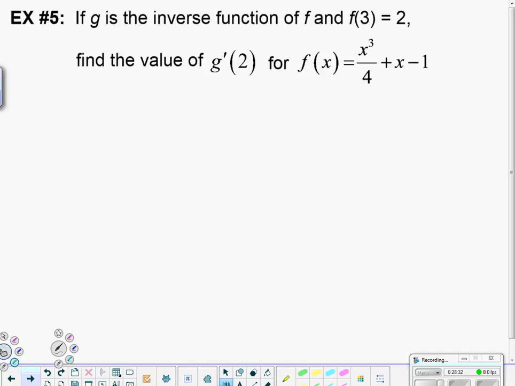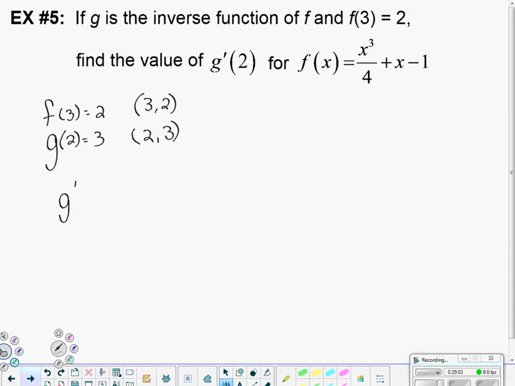If g is the inverse, and we know that f of 3 equals 2, find the value of g prime of 2. Okay, this is a lot like what we were just doing. They gave us an ordered pair, didn't they? They said f of 3 equals 2. That gives me an ordered pair for f, which immediately now I know g of 2 gives me 3, right? I can reverse the ordered pair. The domain becomes the range and the range becomes the domain from original functions to inverse functions. And they want g prime of 2.